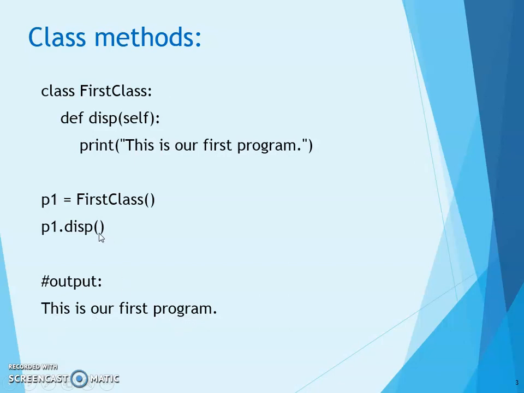Here you can see the difference. When we are calling this method, we are not passing anything, but while defining it, the self argument is mentioned. So even if we are not passing any parameter, this argument should be written while defining the method.